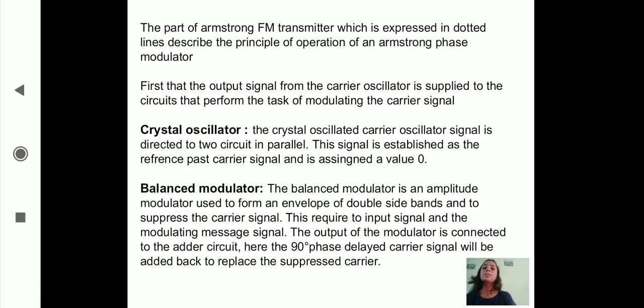Balanced modulator. The balanced modulator is an amplitude modulator used to form an envelope of a double sideband and to suppress the carrier signal. It requires two input signals: the carrier and the modulating message signal. The output of the modulator is connected to the adder circuit. Here the 90-degree phase delayed carrier signal will be added back to replace the suppressed carrier.